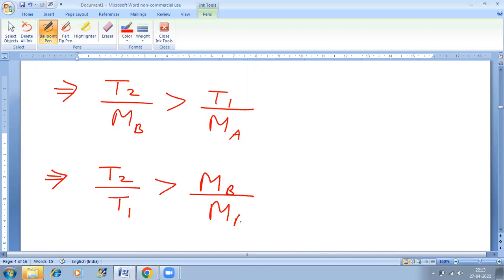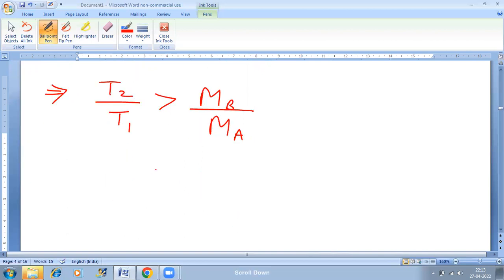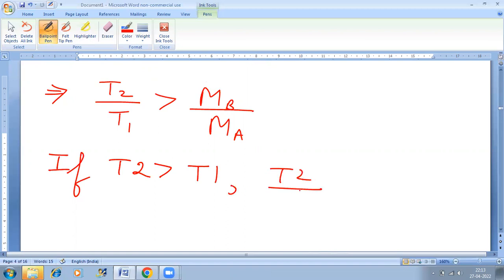This is what I'll get. Now see, if T2 is greater than T1, then T2 upon T1 will be greater than 1.